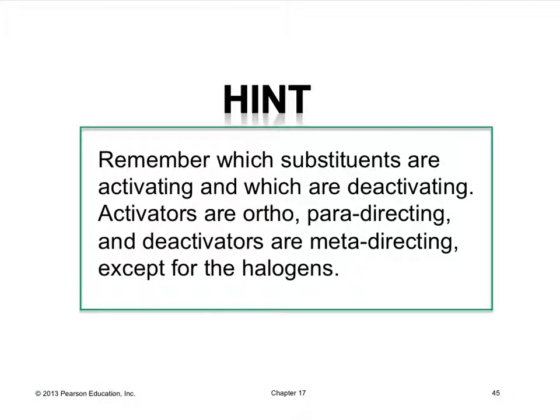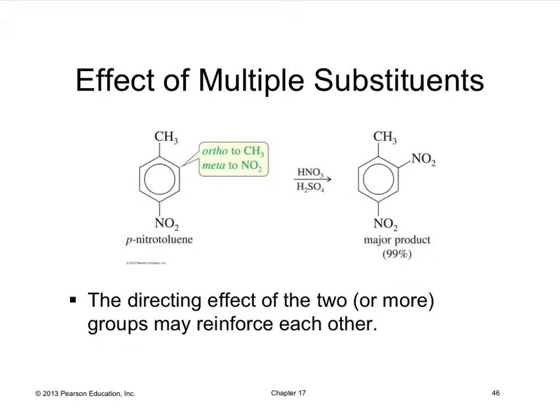So we left off here at chapter 17, so this is part 2. There can be an effect of multiple substituents. So for example, if we have this para-nitrotoluene, both the donating group of the alkyl and the withdrawing group over here will direct the nitration on the ortho and meta to nitro group. So this allows the reinforcement of both these groups at this position over here.